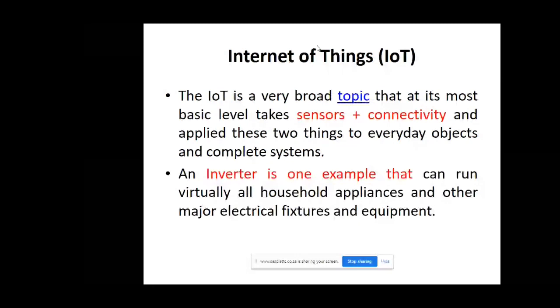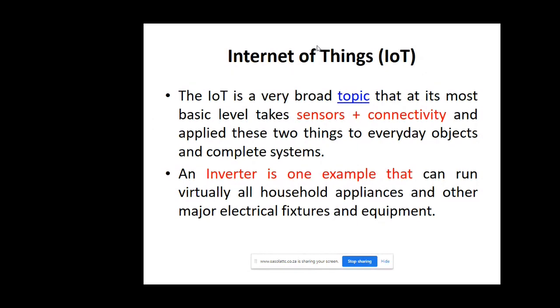In the discussion of the Internet of Things, the definition: the Internet of Things is a very broad topic that, at its most basic level, takes sensors and connectivity and applies these two things to everyday objects and complete systems. An example is an inverter, which can run virtually all household appliances. Recently, when people build a house, after they install electricity, they don't connect it entirely for the TV to work or for a freezer to work.